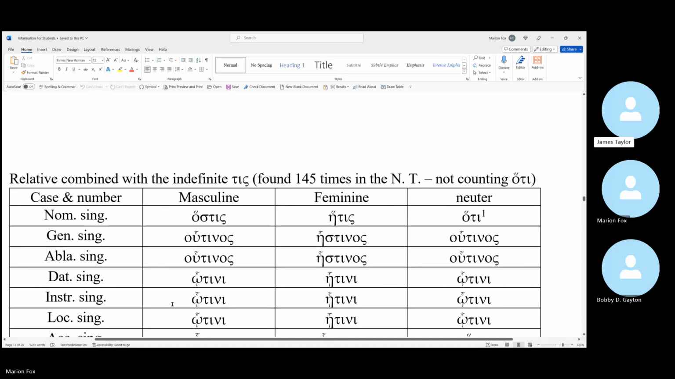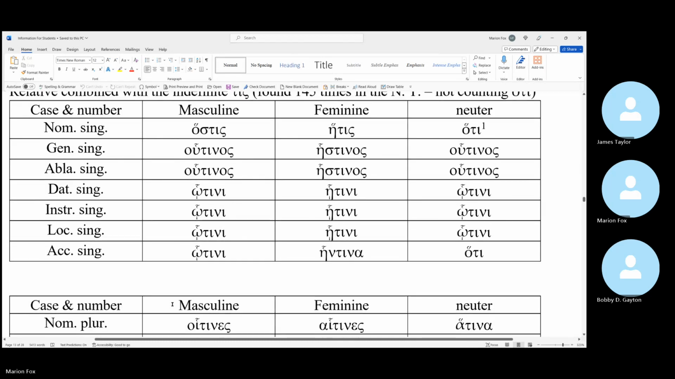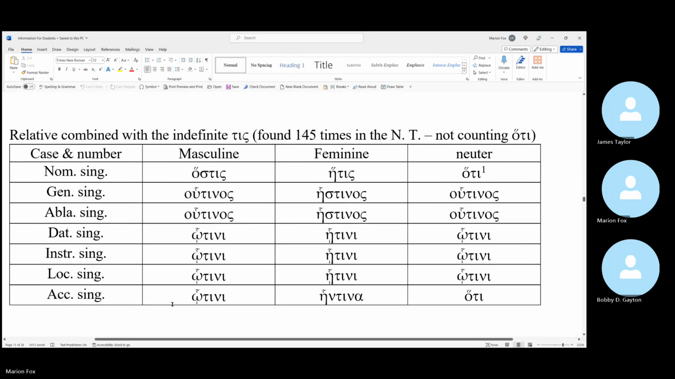Oh, there you go. Does that help? Yes, sir. That is helping. And then the plurals below it. This is your nominative singular form we're talking about. There's genitive and ablative singular, dative instrumental locative singular, and then there's accusative singular.